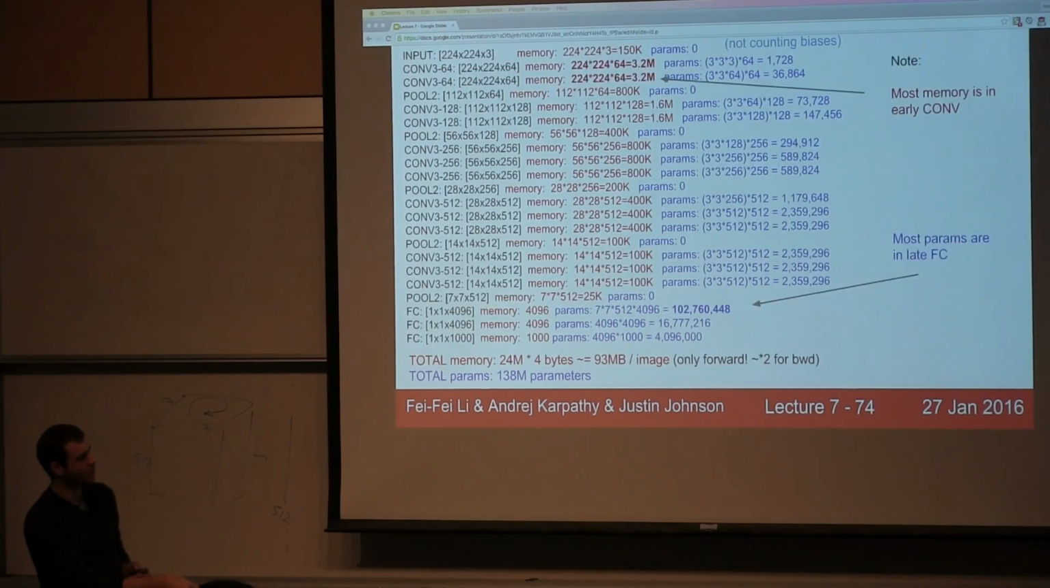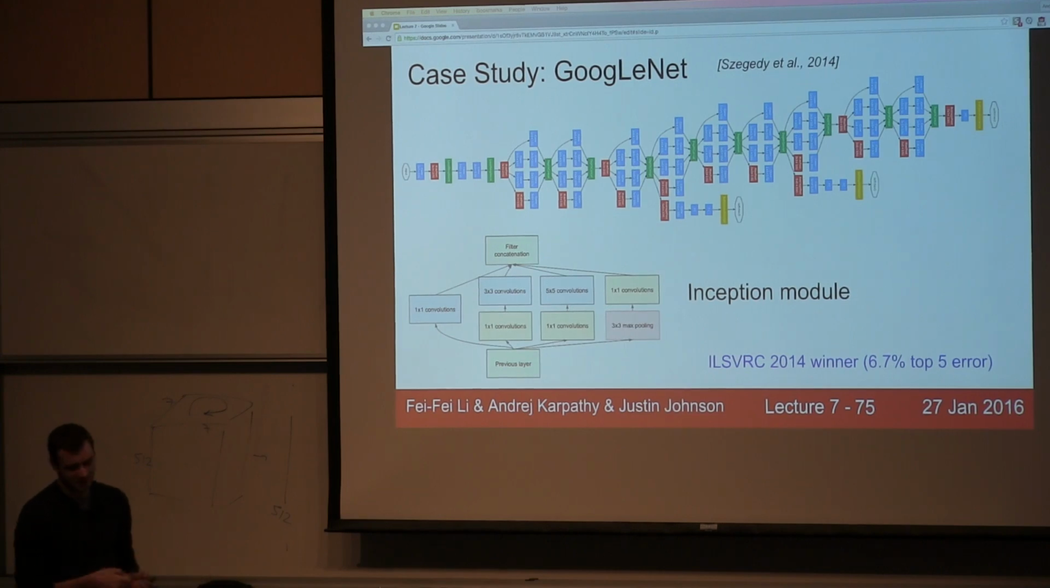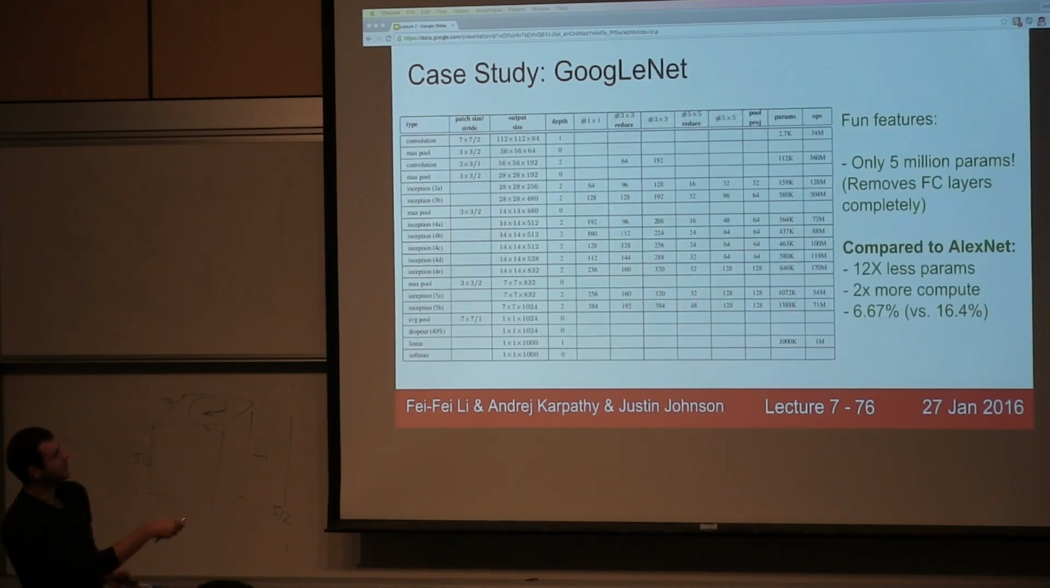15.4%. So we've come down quite a bit, and we're now at roughly 6.7%. And the GoogleNet, you can go through this in the paper. I don't think I want to spend too much time on this. They have these inception layers instead of convolutional layers.